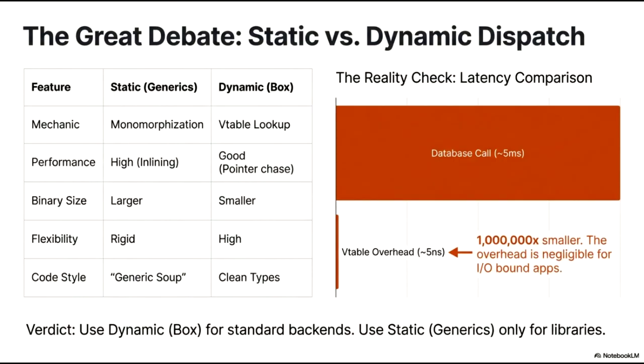Our verdict is straightforward. Use dynamic dispatch for standard backend development to prioritize code cleanliness and flexibility. Reserve static generics for library development where every nanosecond of performance is critical.